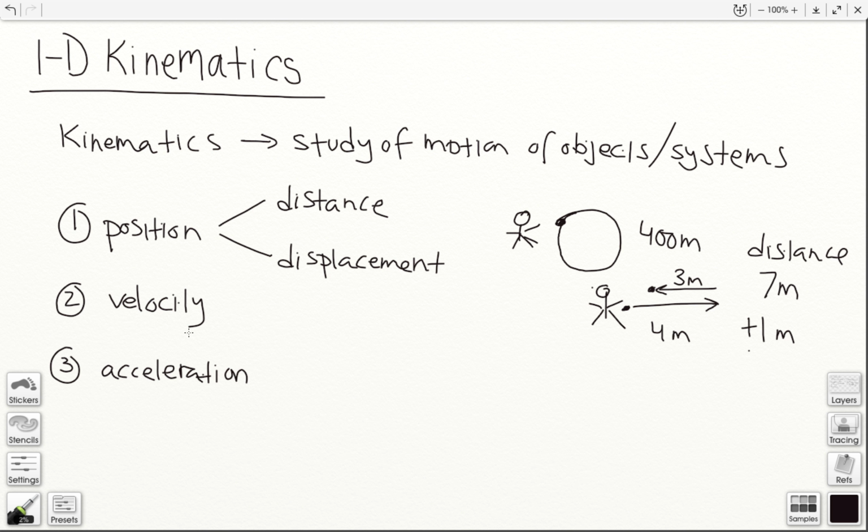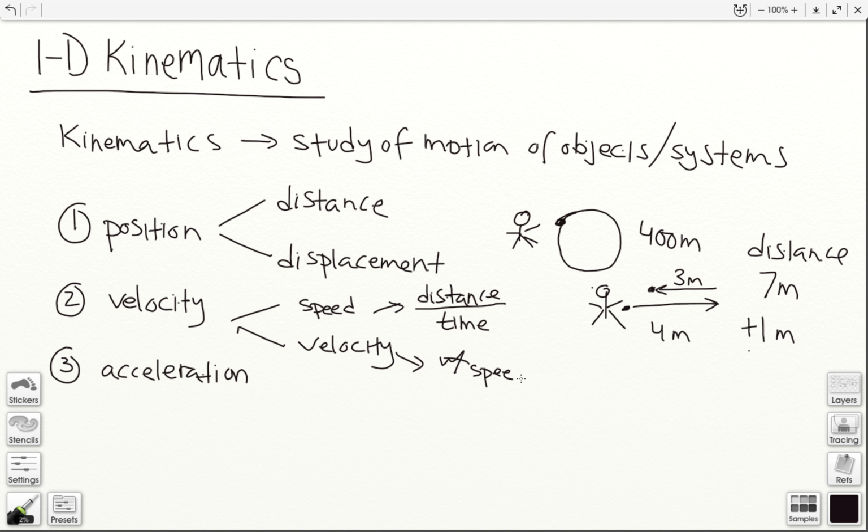Okay, so the second one is velocity. With velocity, there's speed and velocity. Speed is distance over time. It's the rate at which an object covers a distance. We use speed a lot to describe how fast a car is going, for example, 30 miles per hour, 60 miles per hour. Velocity is pretty much speed, but speed with direction.